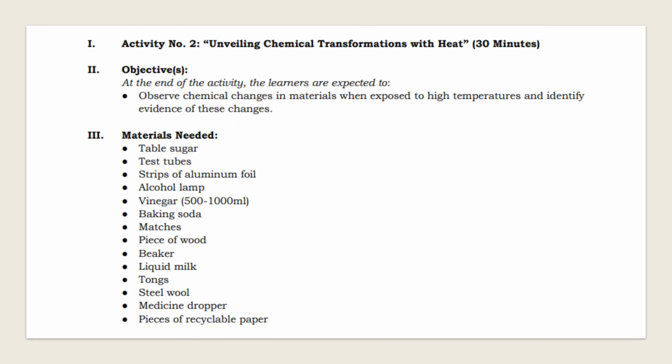And here's activity number 2 or worksheet number 2, Unveiling Chemical Transformations with Heat. Objectives: at the end of the activity, the learners are expected to observe chemical changes in materials when exposed to high temperatures and identify evidence of these changes.